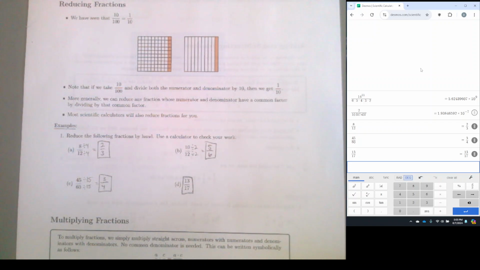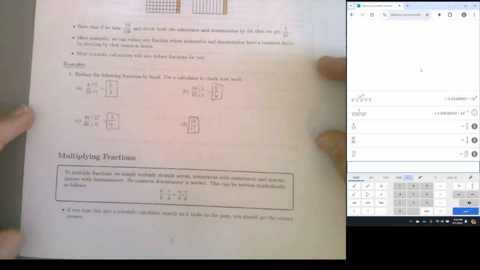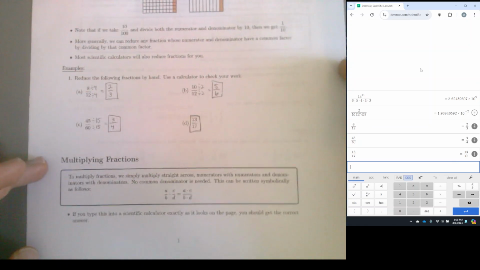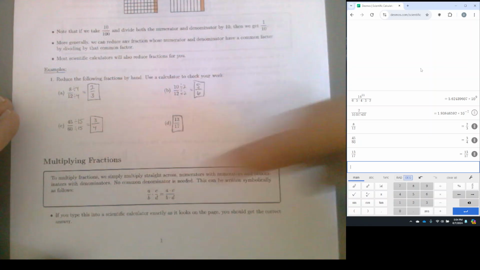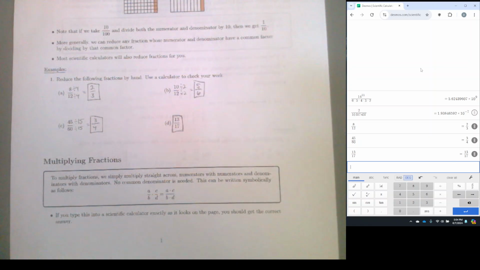All right. Now, if we want to multiply fractions, that's really easy. We don't need a common denominator or anything like that. To multiply fractions, we just multiply straight across, numerators with numerators and denominators with denominators. If we type this in exactly the way it looks on our page into the Desmos calculator, then we'll be safe. So let's practice.